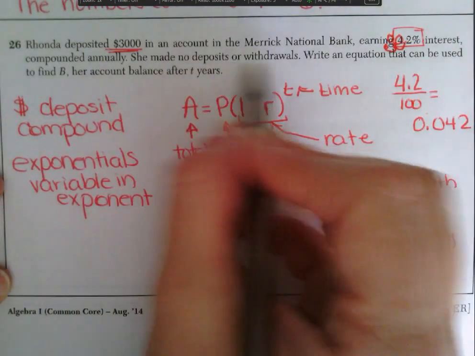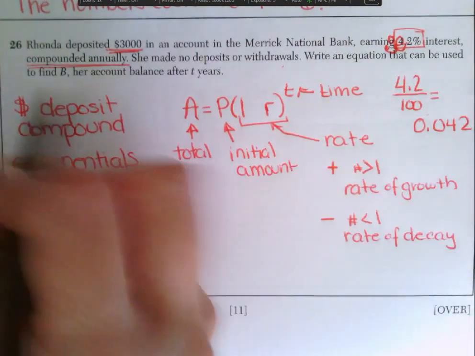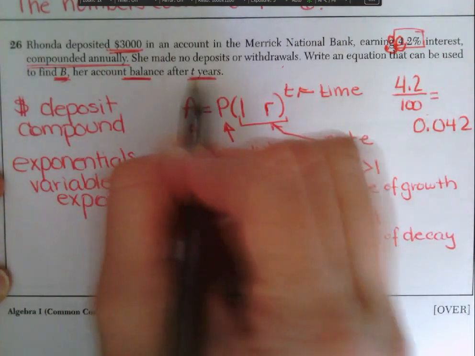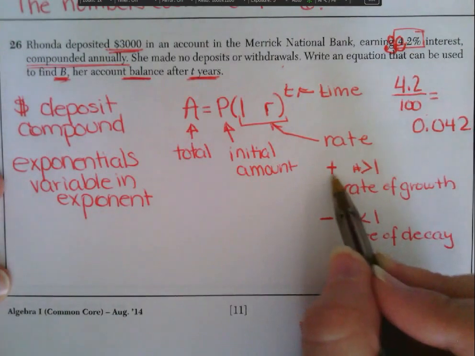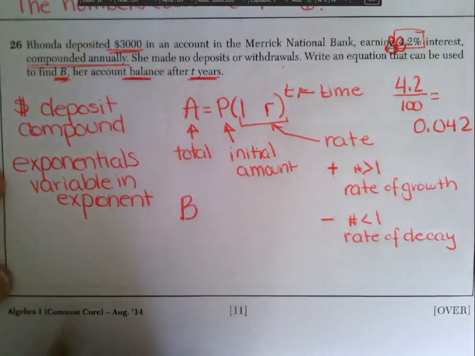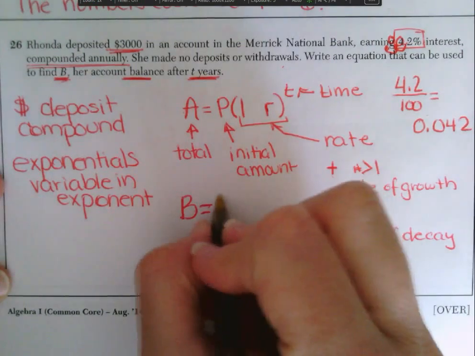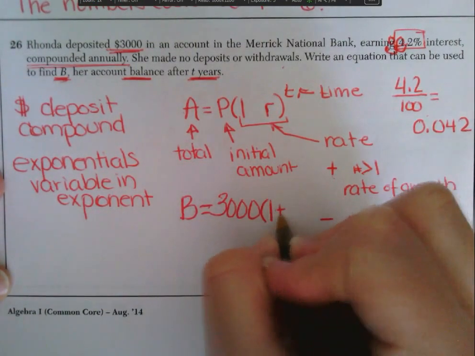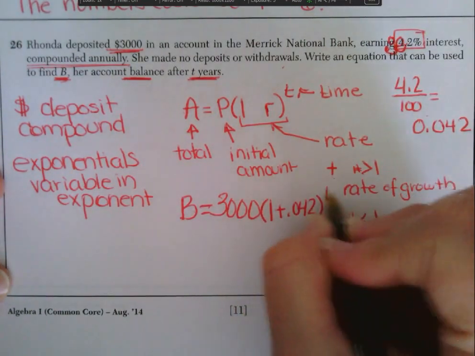She made no deposits or withdrawals, and it was compounded annually. Write an equation that can be used to find her B, which is her account balance, after t years. So we're going to use this equation. We know she's making money, so I know I'm going to have a plus sign. So I'm going to write B, because that's her balance, her total amount. That's going to equal her initial amount that she put in, which was $3,000, times 1 plus this 0.042, and then t.